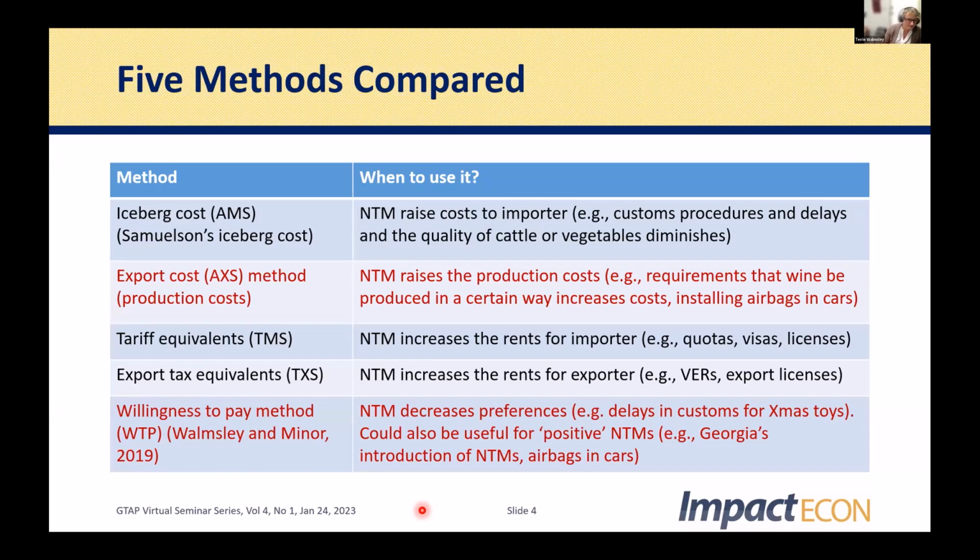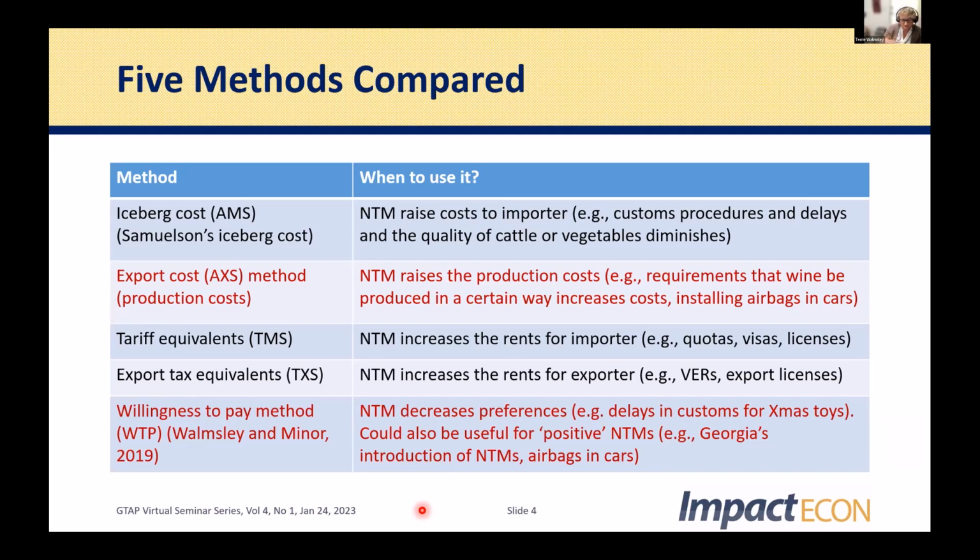The other thing is that this method has some interesting ideas if you wanted to look at positive NTMs. For example, Georgia has recently introduced NTMs and actually seen a big gain as a result. Or alternatively, airbags in cars may have a production cost, but they may also be preferred because all of a sudden it's a better quality car because it's safer.